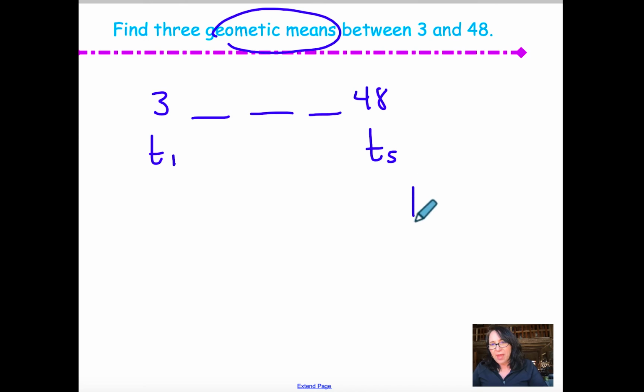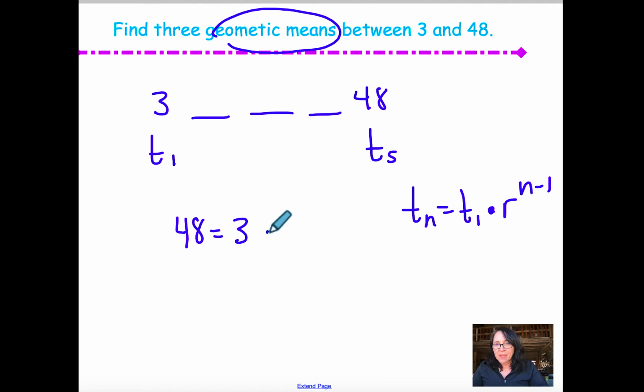And so that's going to be T of n is equal to T of 1 times r to the n minus 1 power. So I know that my nth term is 48. So I'm going to go 48 is equal to the first term times my common ratio to the n, what's n? N is 5, n minus 1. So the common ratio is what we want because once we have that number, we can multiply each of the terms by that common ratio.